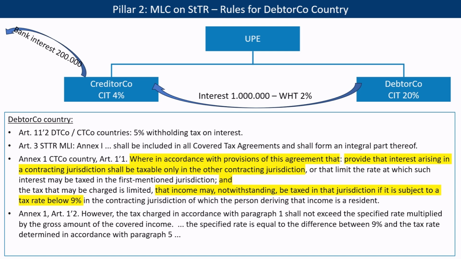The specified rate that we just talked about is equal to the difference between the 9% and the tax rate determined in accordance with paragraph 5, and this is this 4% that's levied in creditor country. So the specified rate for the time being is 9% minus 5% gives you 4%, but then you have to deduct from that also the withholding tax, and we'll see that in a moment, of 2%. So Article 1, Paragraph 5, for the purpose of this article, the tax rate is the statutory rate of tax, and the statutory rate of tax in credit country is 4%.